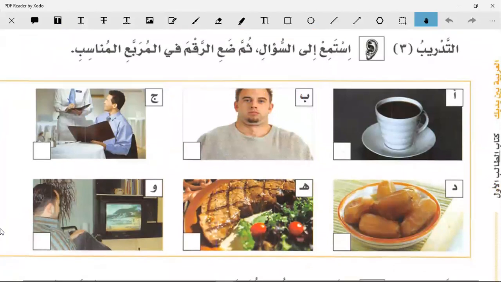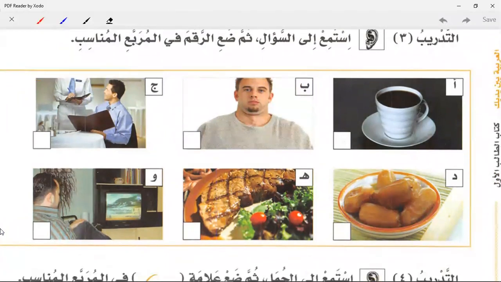At-tadribu as-salis wal-ishrun: istami as-su'al thumma da'i raqma fil murabba'il munasibi. He's asking you to listen to the question, then put the number. So again, you will just write the number. And I will read the question. Maza ta'kulu minat ta'am? Next.